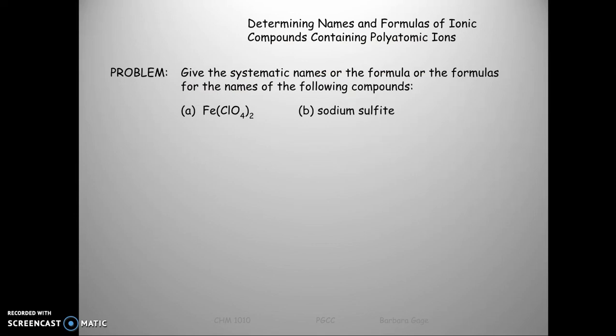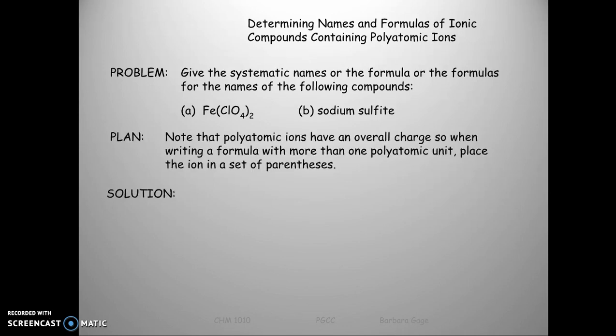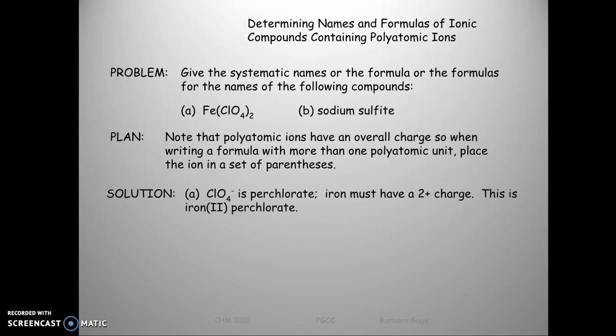So here's a few examples. Give the systematic names for the formulas, or the formulas for the names of the following compounds. So for A, we have Fe(ClO4)2, and for B, we have sodium sulfite. So our plan: we've got polyatomic ions that have an overall charge, so we're going to have to figure out what those charges are. If you look at your chart, ClO4 is a 1 minus charge, and it's perchlorate. Iron in this case has a 2 plus charge because we have this 2 in parentheses. So in order to name this, it is iron 2 perchlorate.